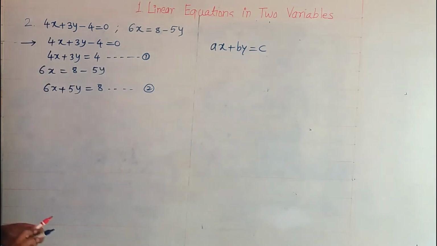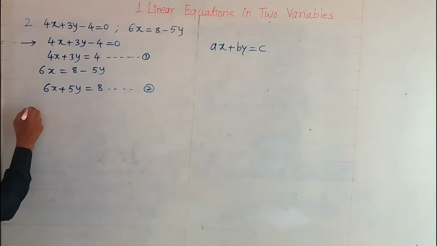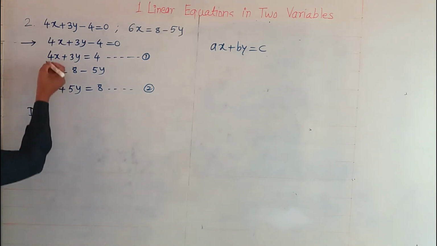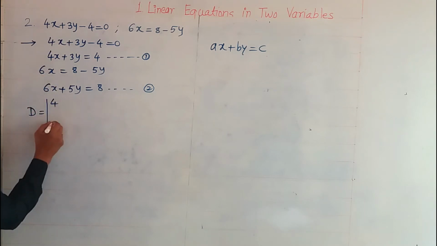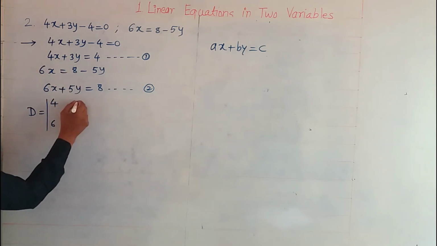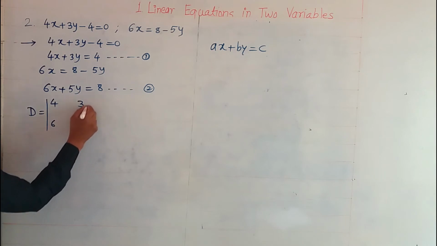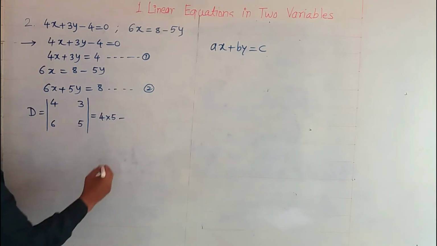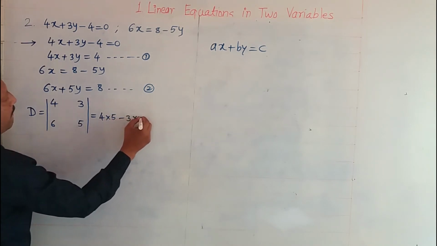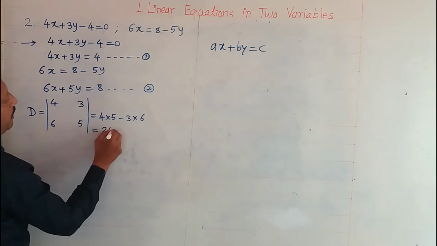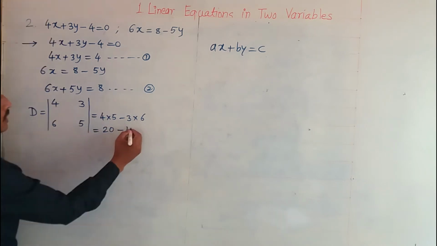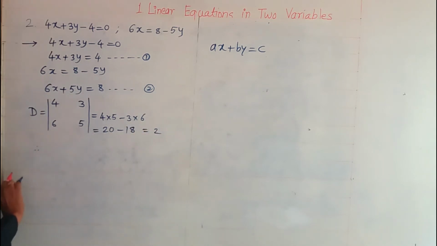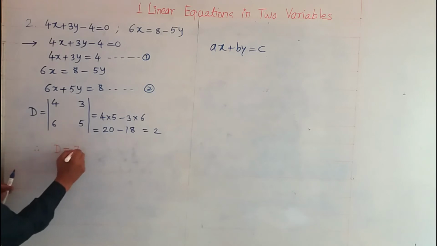Means first convert the given equation in this format. Now after converting the equation, write down the determinants one by one. So first write down the determinant D just by writing the coefficients of x and y. The coefficients are 4 and here 6. Here the coefficient is 3 and here the coefficient is 5. So find the value. We get 4 multiplied by 5 minus 3 multiplied by 6, is equal to 20 minus 18, that will be 2. Hence the value of the determinant D is equal to 2.